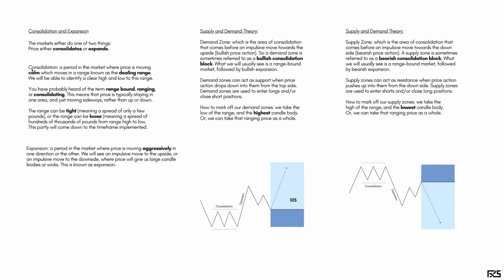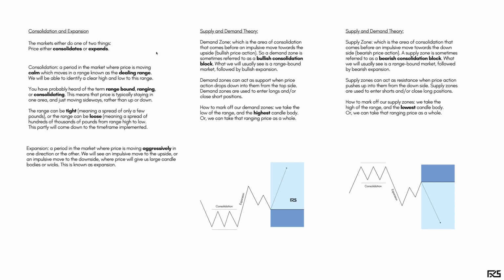So starting on consolidation, this is a period in a market where price is moving calm, in a range known as the dealing range. Now we will be able to identify a clear high and low to this range. You've probably heard of the term range bound or ranging or consolidating. This means that price is typically staying in one area and just moving sideways rather than moving up or down.